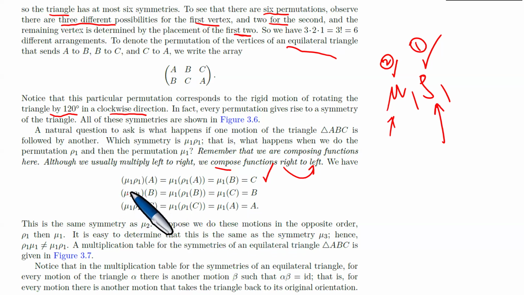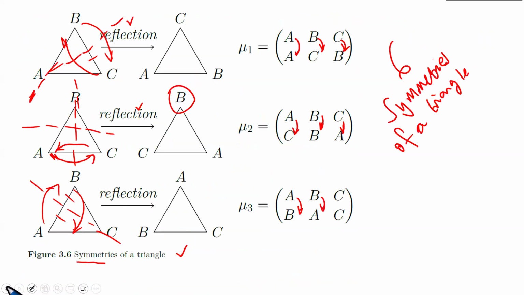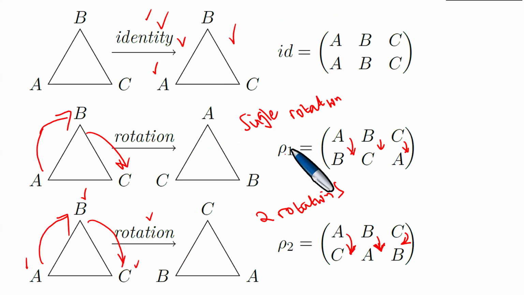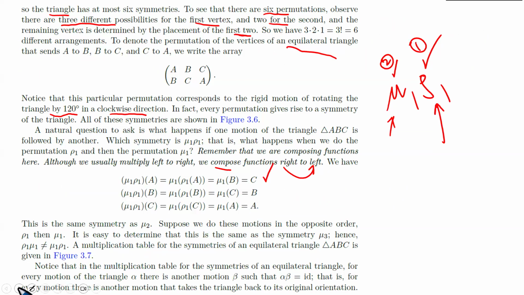Now, if you look at mu1 rho 1 of B, what is rho 1 of B? What does rho 1 do? We saw that rho 1 is a single rotation. Rho 2 is like 2 rotations. So rho 1 of B goes to C. Then mu1 of C goes to B.